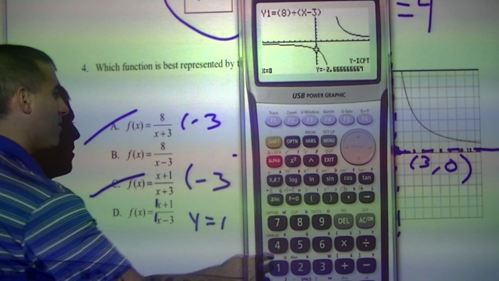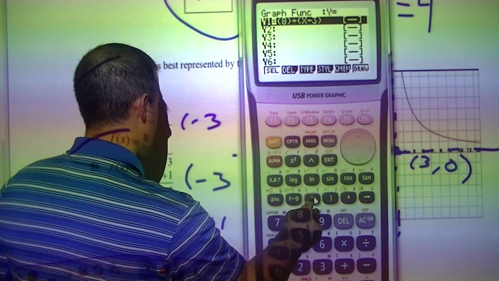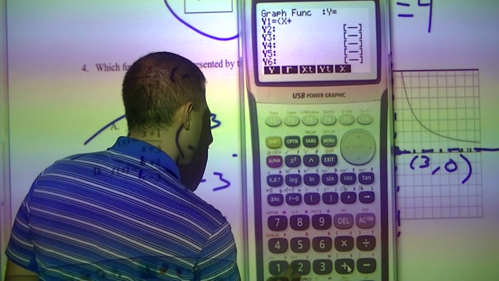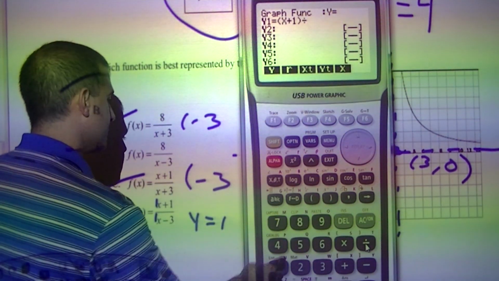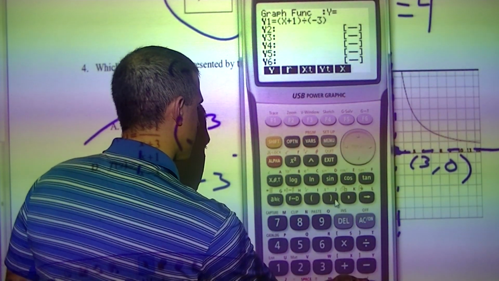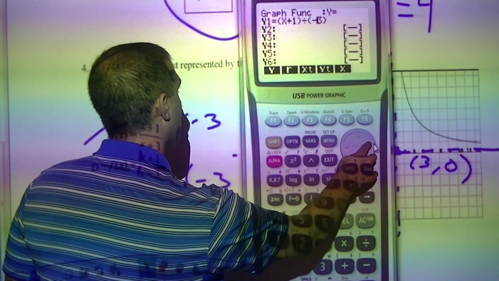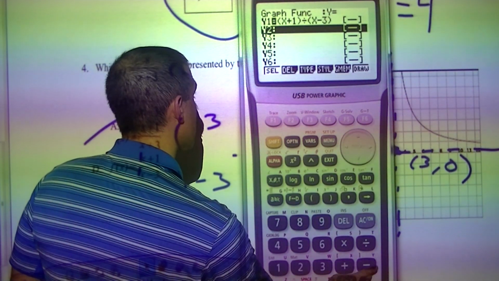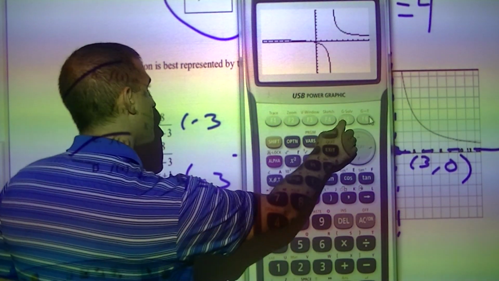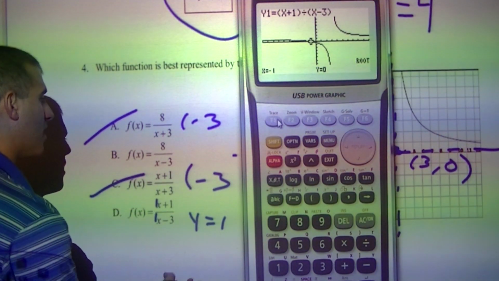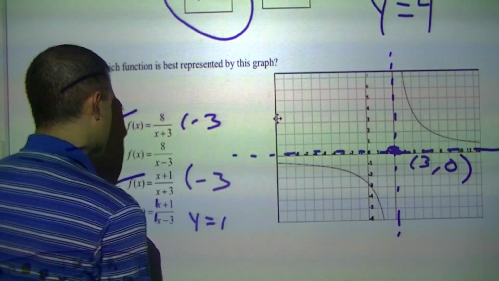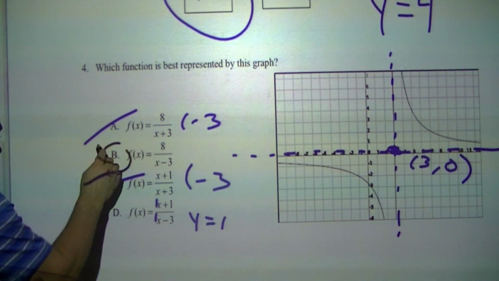Now, if you go to the other one, we got x plus 1 divided by x minus 3. Okay, G-Solve root -1. Well, that doesn't cross at -1. All right, so that's why this has to be your answer.